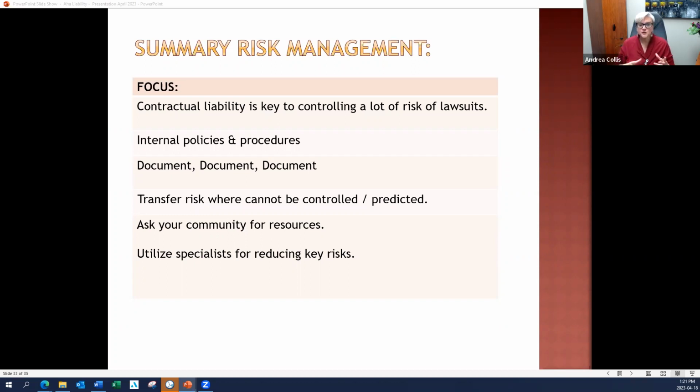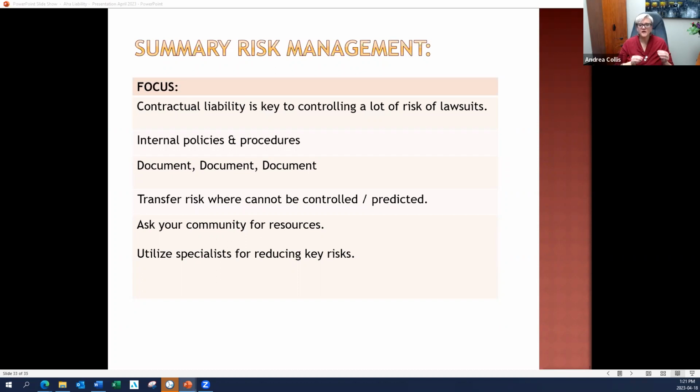Internal policies and procedures are really important, and you choose what's important for you. Employment practices is one that will apply to everybody except for one-person, two-person operations. Employment agreements and quality control of how their jobs are being done, and those types of things are important. Transferring risk where you cannot control or cannot predict the amount of risk should be considered, even if it's at higher deductibles. And ask your community for resources and your insurance broker.